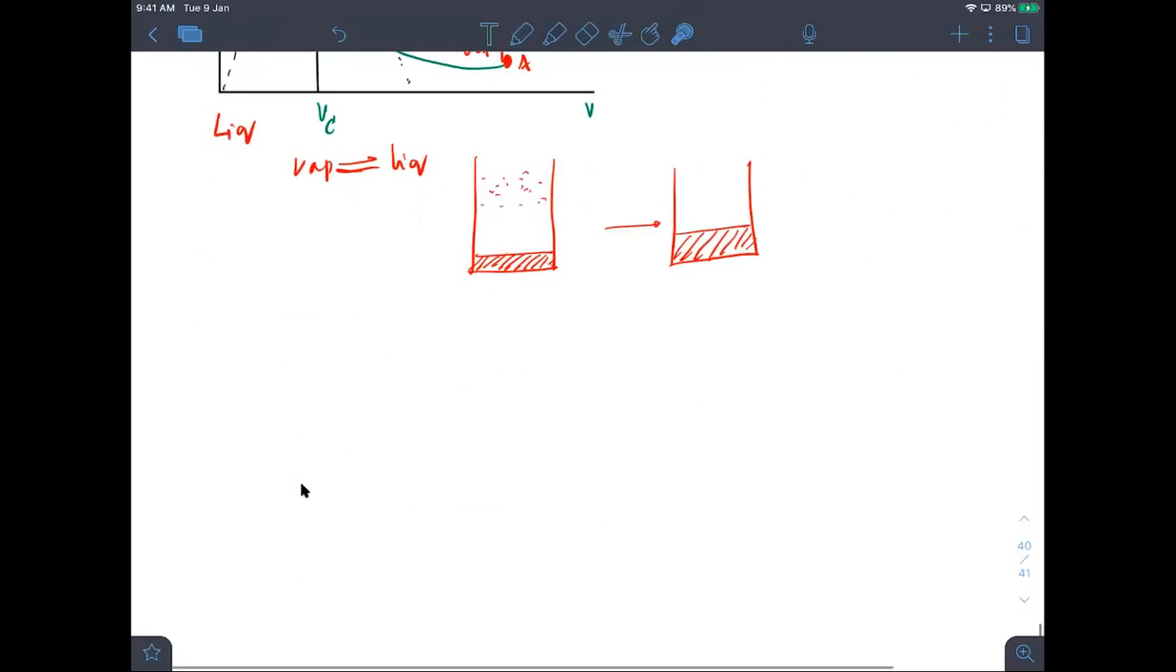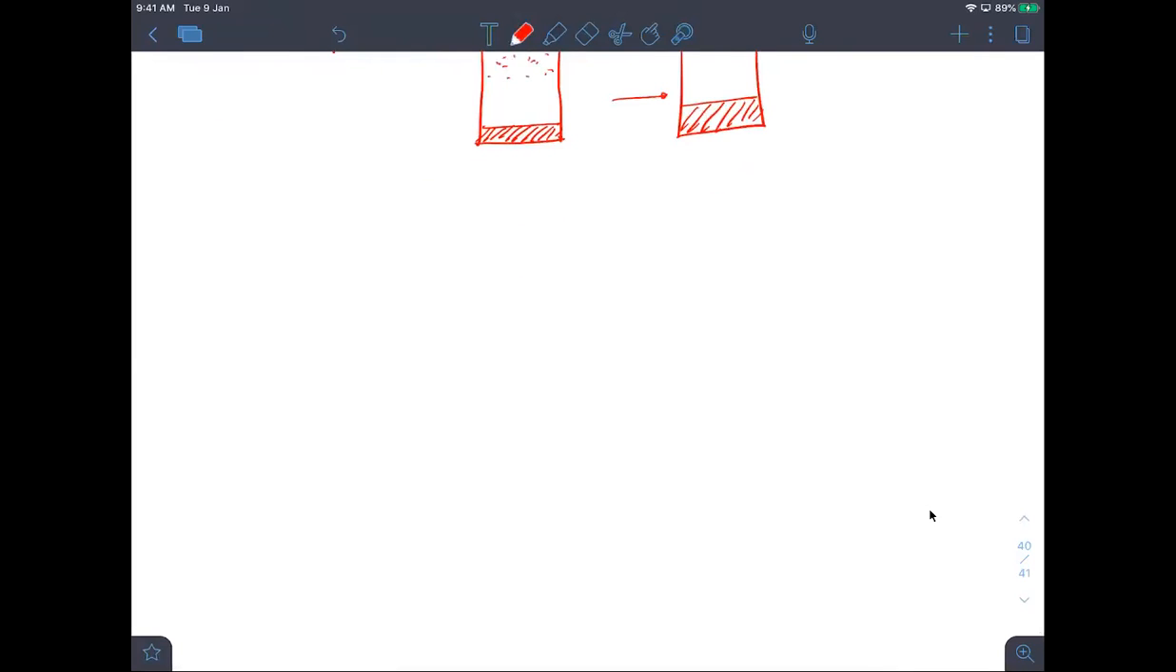Now, mathematically, what is it useful for? If you observe how the graph is here, it is coming something like this and changing, especially at the critical temperature. So basically, it is changing. It's something called concavity.